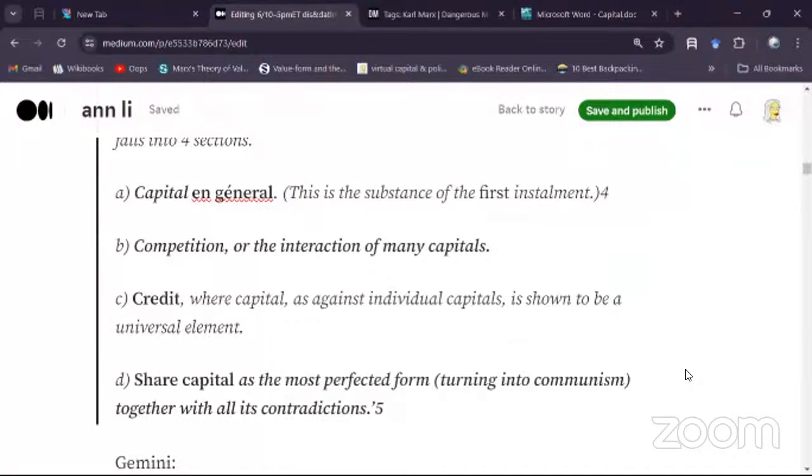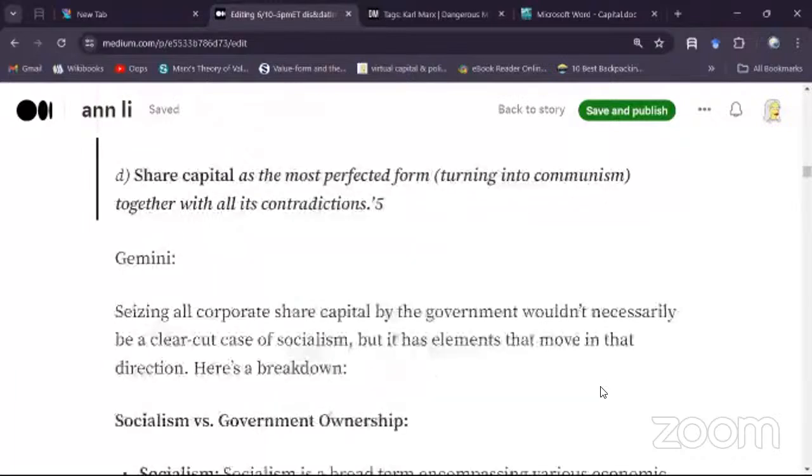If you see it from Nader to Feldo, share capital is, Marx could say, would agree, the quote unquote most perfected form, turning into communism together with all its contradictions. So without getting into a long thing, I decided I would ask the artificial intelligence Gemini to tell us, well, what would happen if the government seized corporate share capital? So this is the AI Gemini telling us what it thinks the answer is, which is not quite the answer, but it does have stuff between the lines, like all AI.